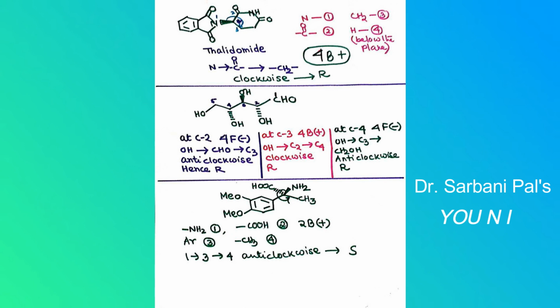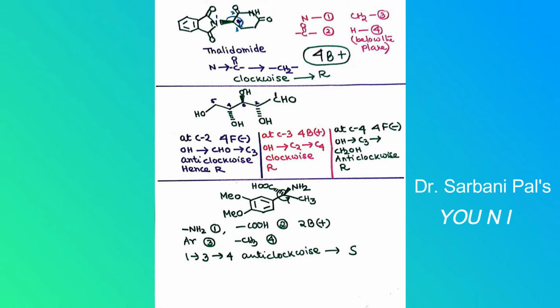With 4F minus, the C2 center is R. Now coming to the C3 chiral center, here the hydrogen, the fourth priority group, is at the back, so we can apply 4B plus. If we determine the priority, OH is the first priority, C2 is the second priority and C4 is the third priority. So 1, 2, 3 is coming clockwise and we apply 4B plus. So the absolute configuration of the C3 center is also R.